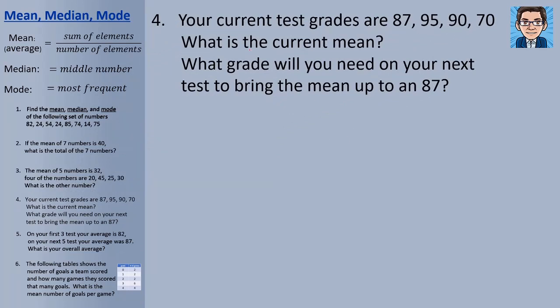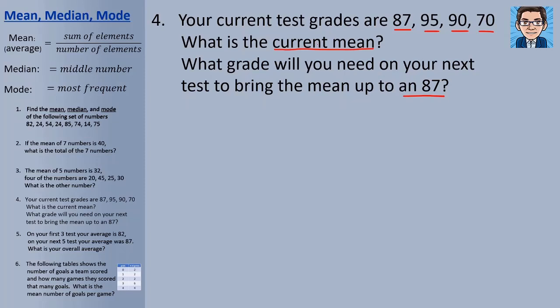Okay, your current test grades are 87, 95, 90, and 70. So what is your current mean, or your current average? And what will you need in order to increase your mean up to 87?